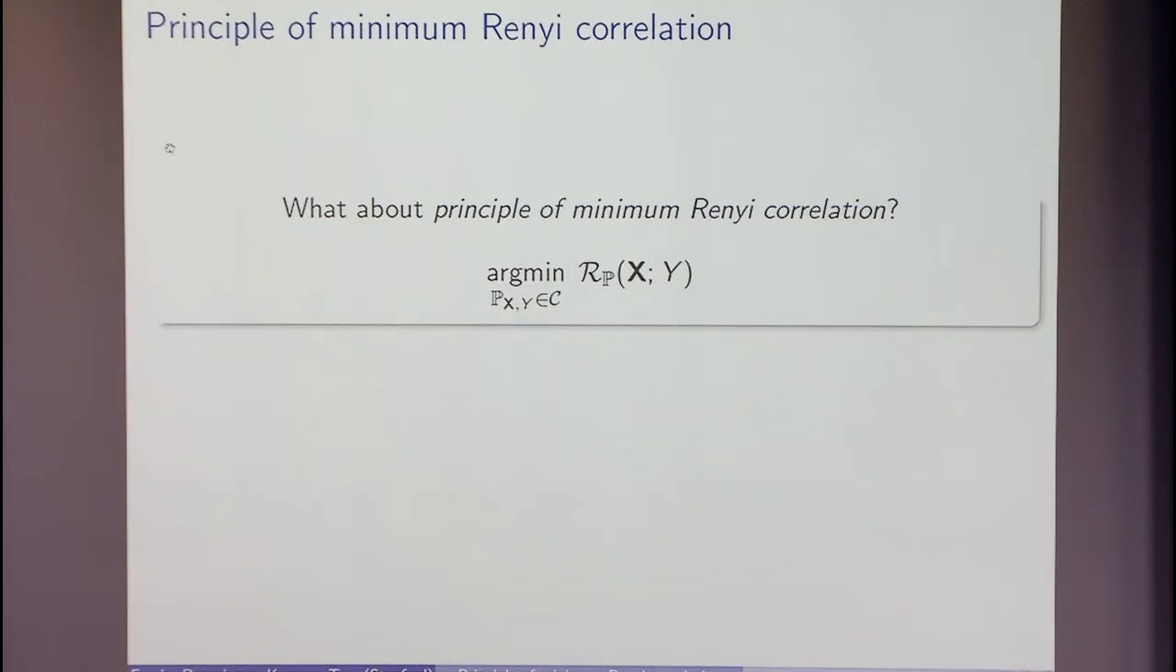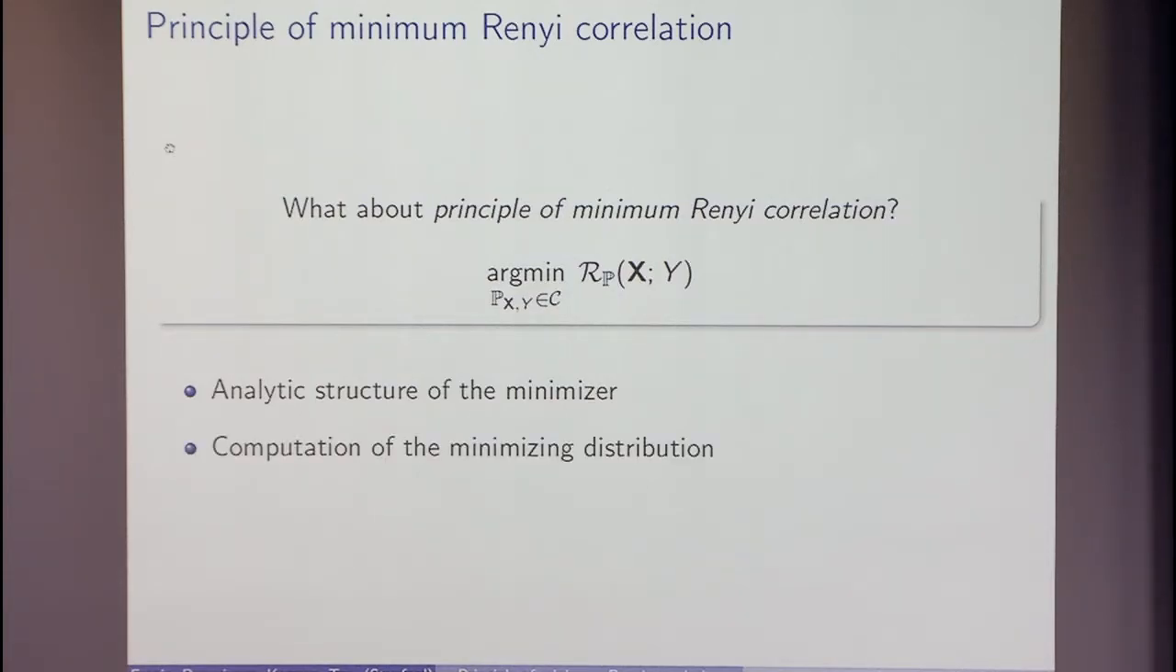So now, based on these desired properties, we ask what about the principle of minimum Renyi correlation? So now we pick the distribution P that minimizes Renyi correlation between x and y under this distribution. So we want to solve this optimization problem. We have to address two things about this optimization problem. First, the analytic structure of the minimizer. So we have to see what kind of structures are there in the distribution that minimizes Renyi correlation. And second is the computation. So we need some algorithms to compute the distribution that minimizes Renyi correlation.